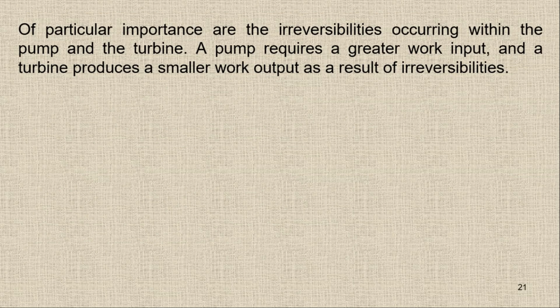So, of particular importance are the irreversibilities occurring with the pump and turbine. Normally, when there are losses, a pump requires a greater work input, and the turbine produces a smaller work output as a result of irreversibilities. In the case of the pump, we have to provide more work, and in the case of the turbine, we will get less work output due to the irreversibilities.